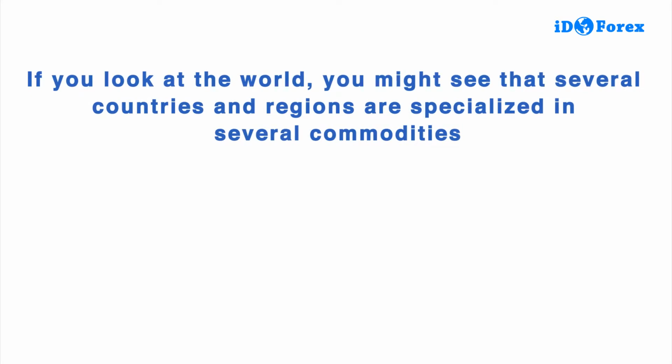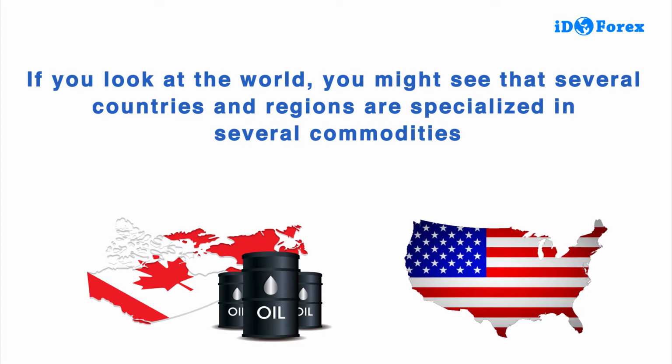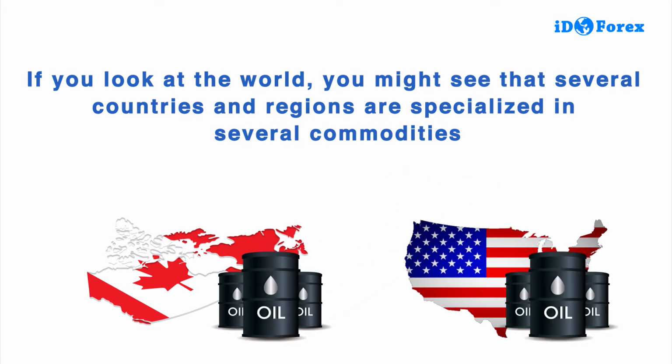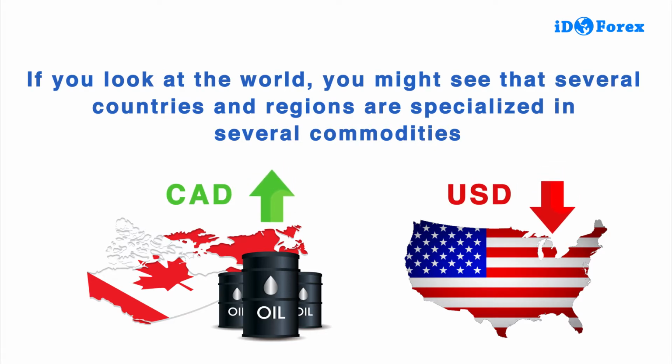If you just look at the world, you might see several countries and regions are specialized in several commodities. For example, Canada is the world's third largest crude oil exporter, while the USA imports crude oil from Canada. When the crude oil prices go up, the value of CAD goes up and the value of the USD goes down.